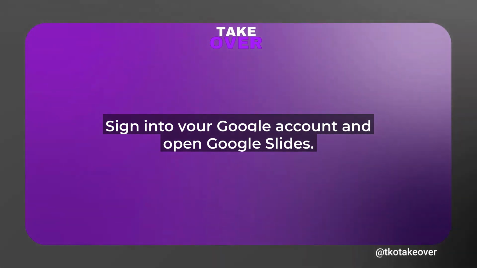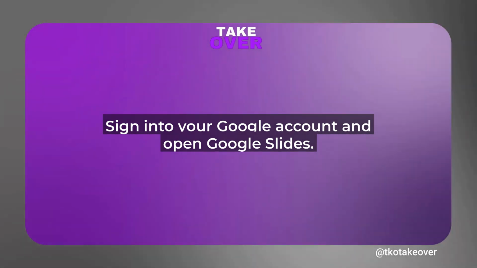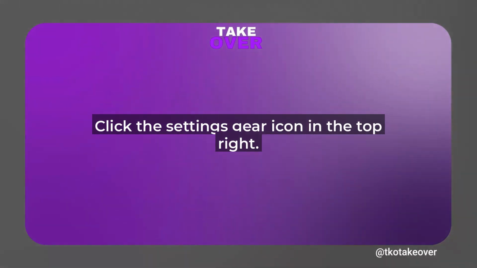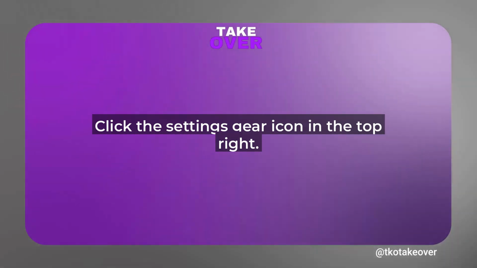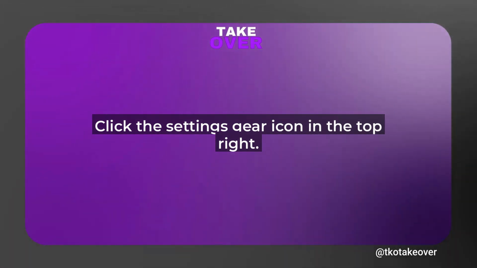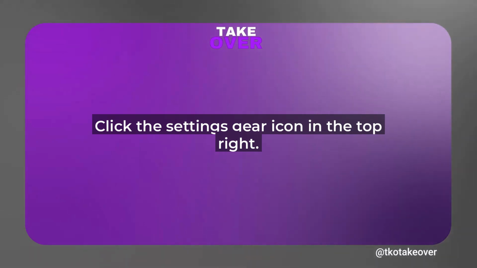First off, make sure you're signed into your Google account. Open up Google Slides by heading to slides.google.com or through your Google Drive. Once you're in, look for the Settings gear icon in the top right corner. That's your gateway to customization.